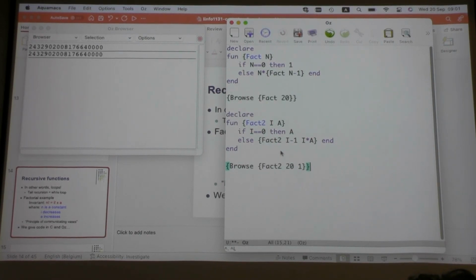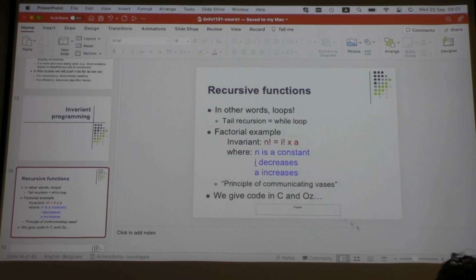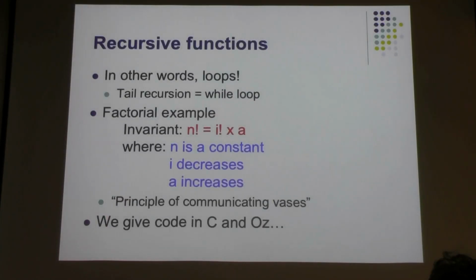Now the question, how do you write these programs? It's kind of magic. The way to write them is by using invariants. The way to write them is to write a formula, to take the result, which is n factorial, and to divide it into two parts. So in this case, it's easy: i factorial times a.